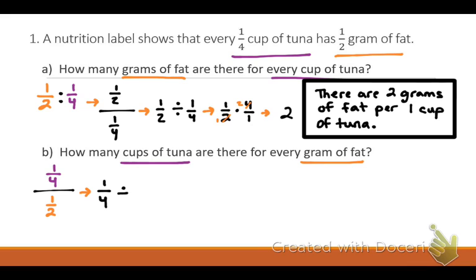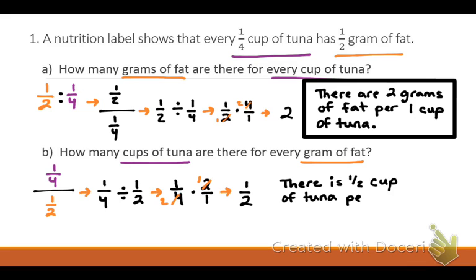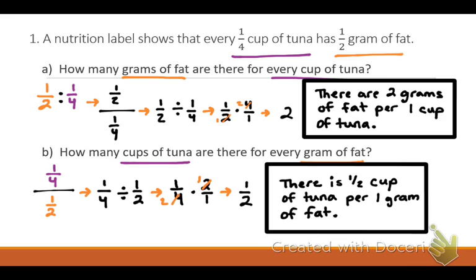Remember, this means to divide 1/4 divided by 1/2. We have to do the KFC method, 1/4 times 2 over 1. It can cross-reduce. And then what's your answer, guys? 1/2. Is there anyone who can help me interpret what that 1/2 means? What do you think, Kaylee? There are 1/2 cups of tuna for every gram. That is perfect. There is 1/2 cup of tuna per 1 gram of fat.